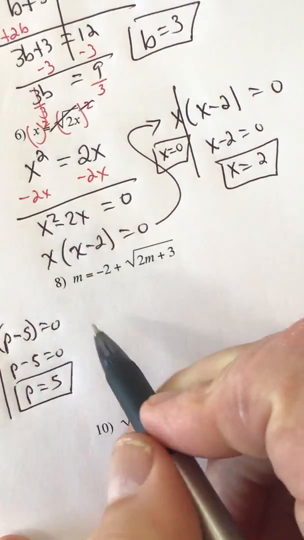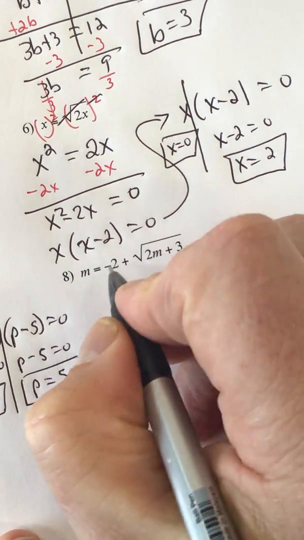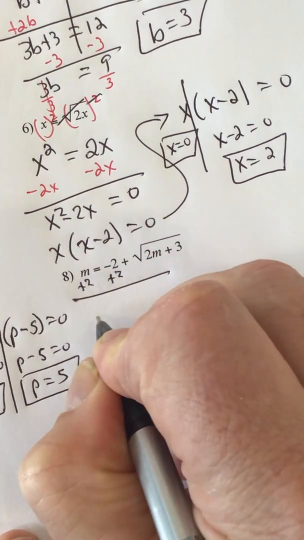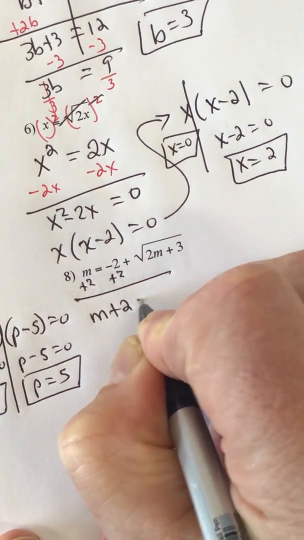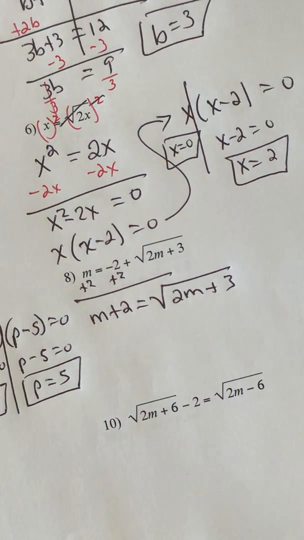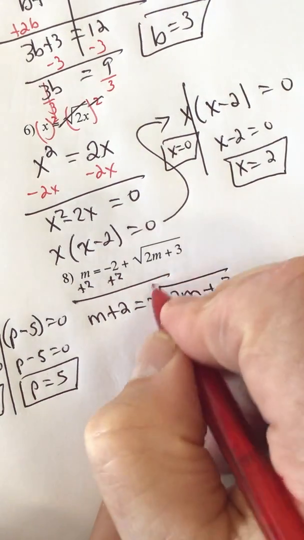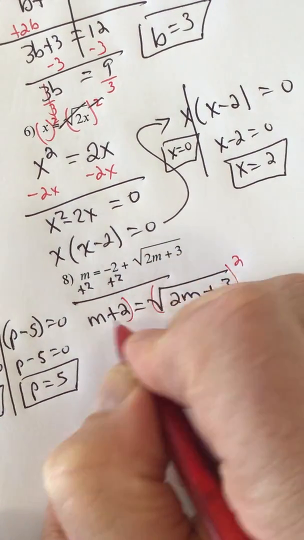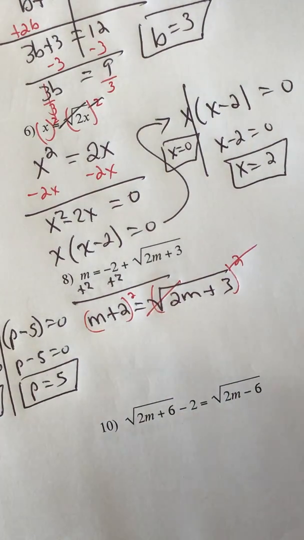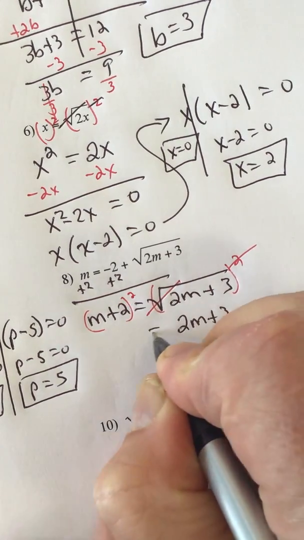Okay, number 8, you have to get it like that. I'm going to try to isolate the square root. So first I'm going to take this minus 2 and add it to the other side. So it starts out as m plus 2 equals the square root of 2m plus 3. If you can, you want this square root to be isolated by itself so that when you square it, that part is done. So that and that are gone. And we got the 2 out of the way. So this piece is 2m plus 3.